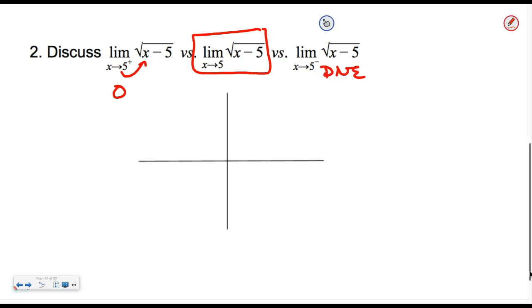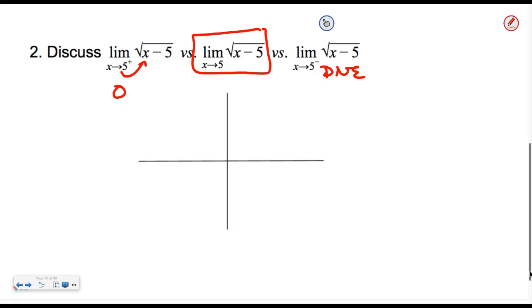So if I come in from the right and I get 0, and I come in from the left and it doesn't exist, guess what the limit is as I approach 5? It does not exist. Yes, what do you think half the people are going to put on a test for one like that? 0. It happens every year. Even though I have this discussion, it's just so, oh, plug it in and get a 0. That was so easy. It's not.